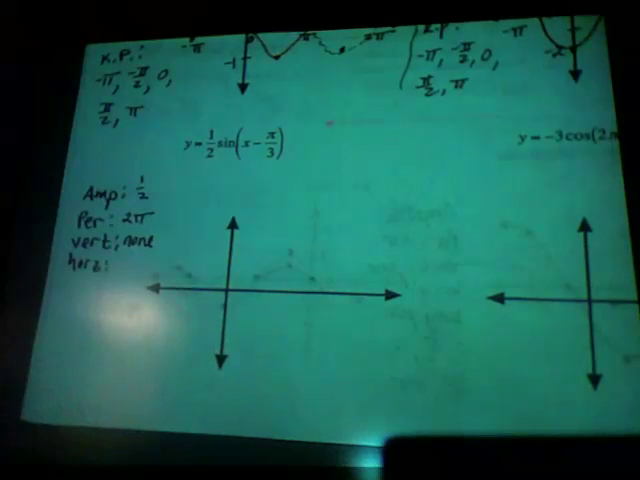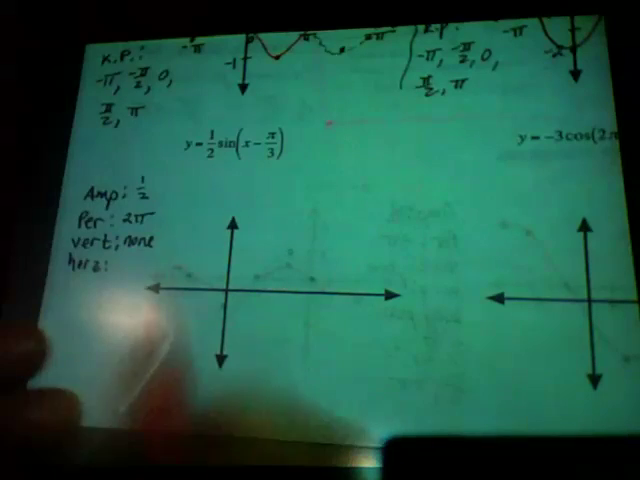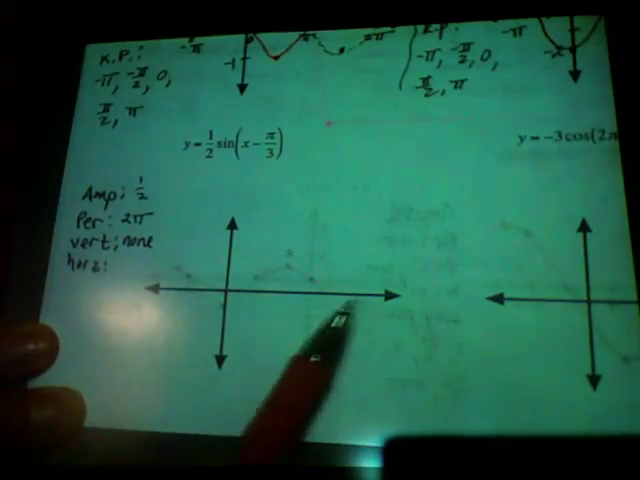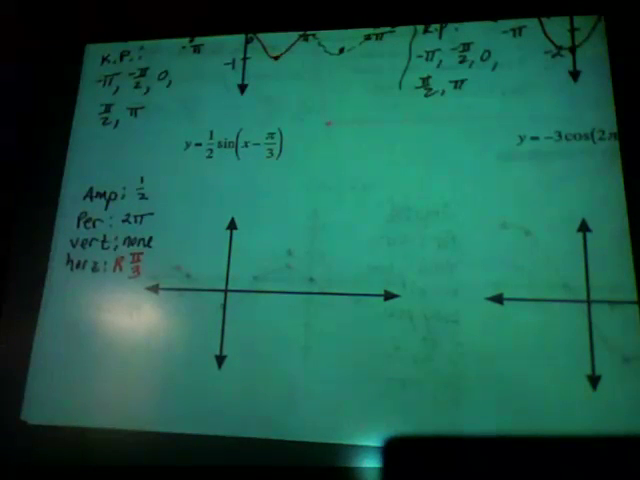Horizontal shift. What? Pi over 3. What direction? Because it's negative, we're going to go to the right. So we are going to go right, pi over 3. So that means we need to count by pi over 3s, right? Correct? So our key points are going to change. And so let's look at how we're going to change those.